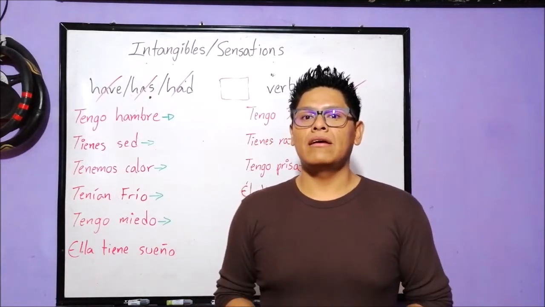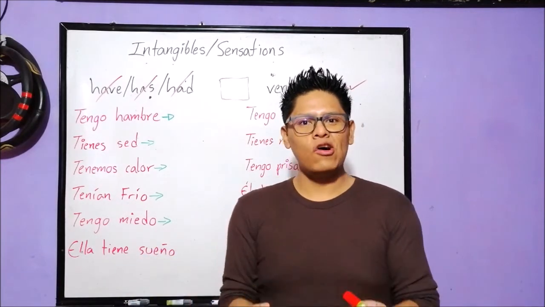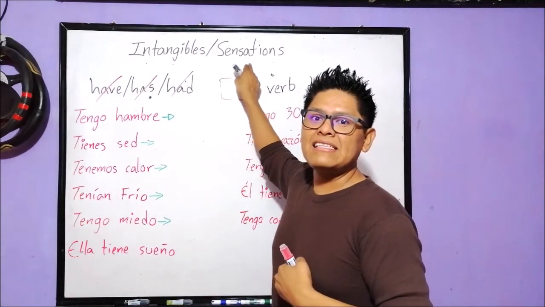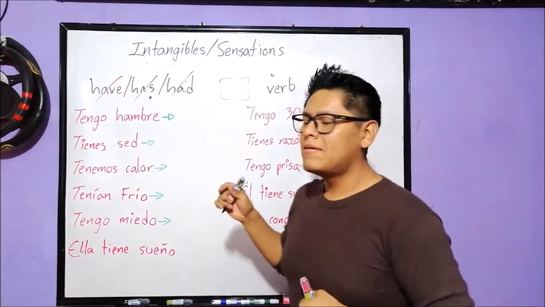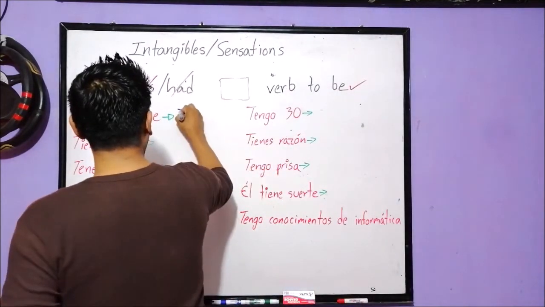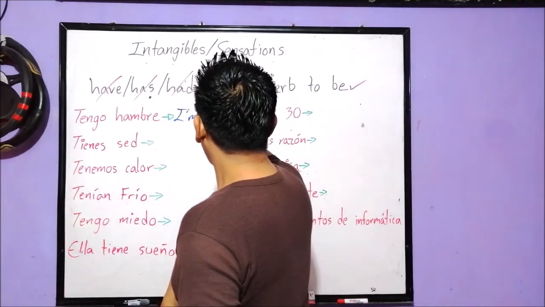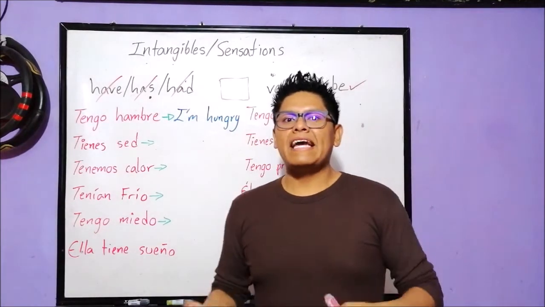Tengo hambre. El hambre no se tiene como tal. Dice, tengo hambre, ¿quieres un poco de hambre? No, el hambre se experimenta o se siente, es intangible. Entonces, en inglés, cuando queramos decir tengo hambre, vamos a decir I am hungry. No vamos a decir I have hunger.